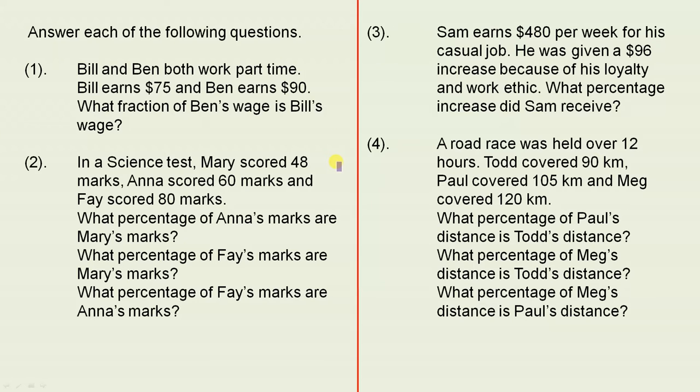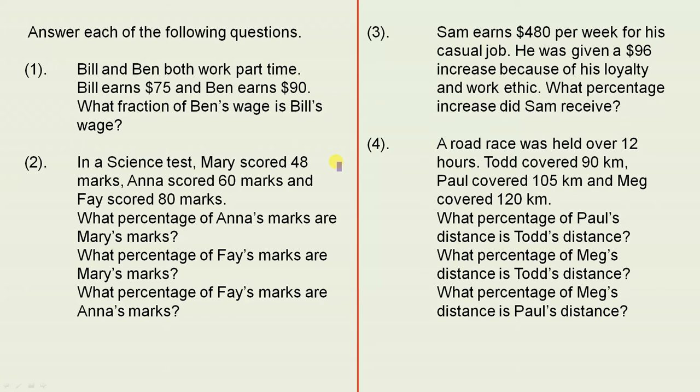Number 2. In a science test, Mary scored 48 marks, Anna scored 60 marks, and Faye scored 80 marks. What percentage of Anna's marks are Mary's marks? What percentage of Faye's marks are Mary's marks? What percentage of Faye's marks are Anna's marks?